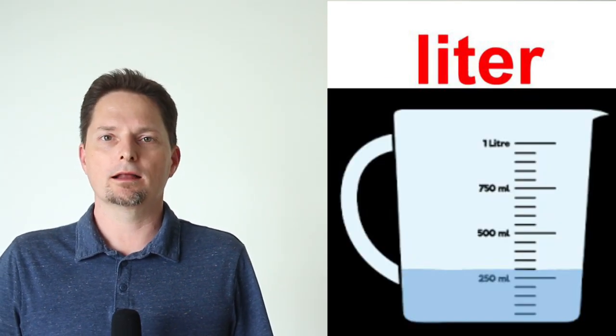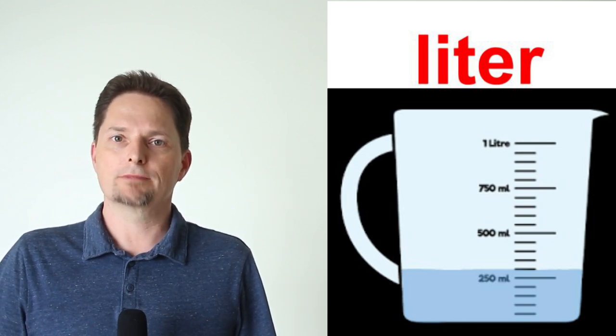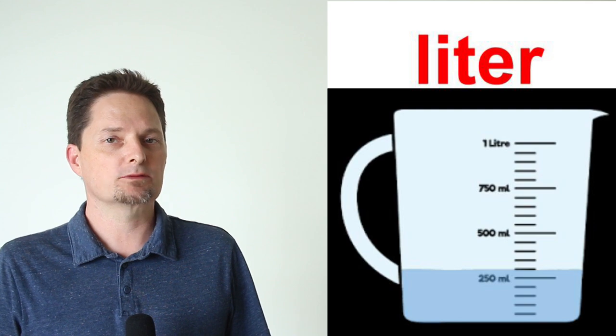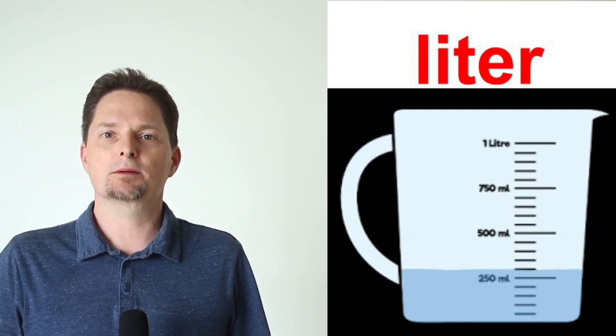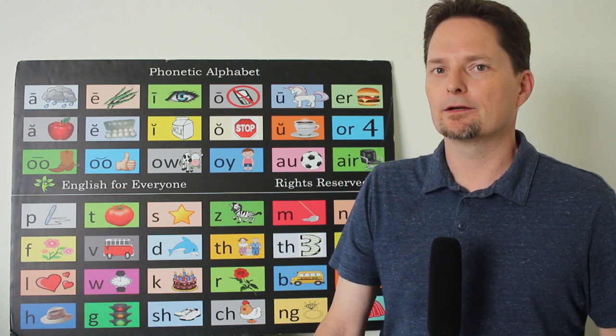First example, a liter, a measurement. A liter of water. 1,000 milliliters is 1 liter. Let's look at the pronunciation. Pronunciation of a liter of water.